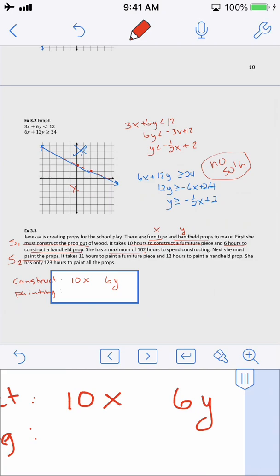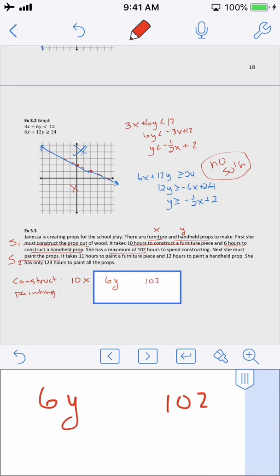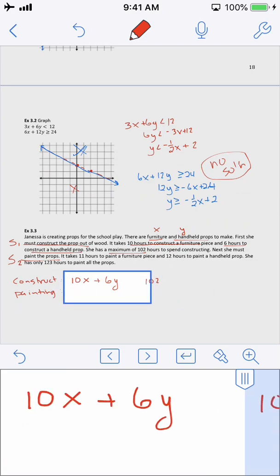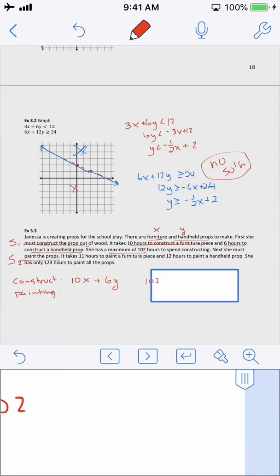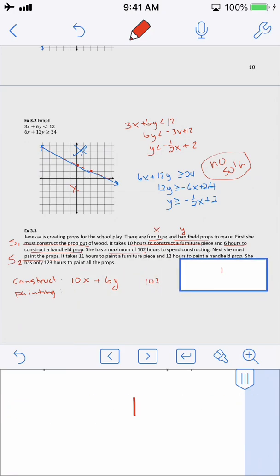Now, how do they relate to the 102? That's the big question. Well, total usually means add them all up, but it has to be a maximum of 102. If it was just equal to 102, that'd be okay, right? So let's look at it individually. Could she take exactly 102 hours? Yes, that would be totally fine.